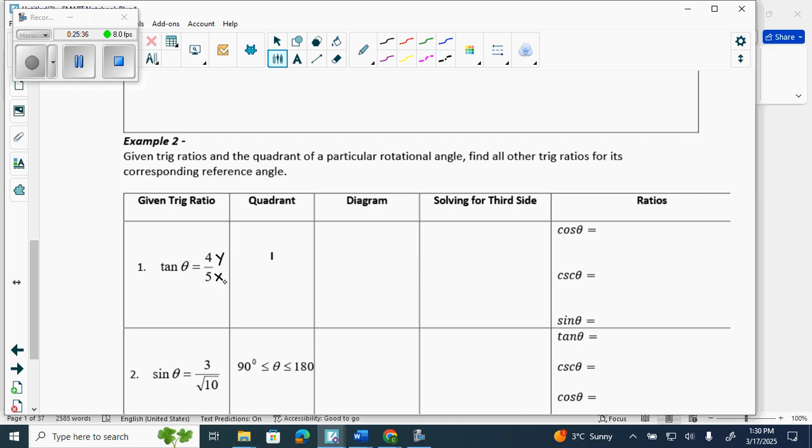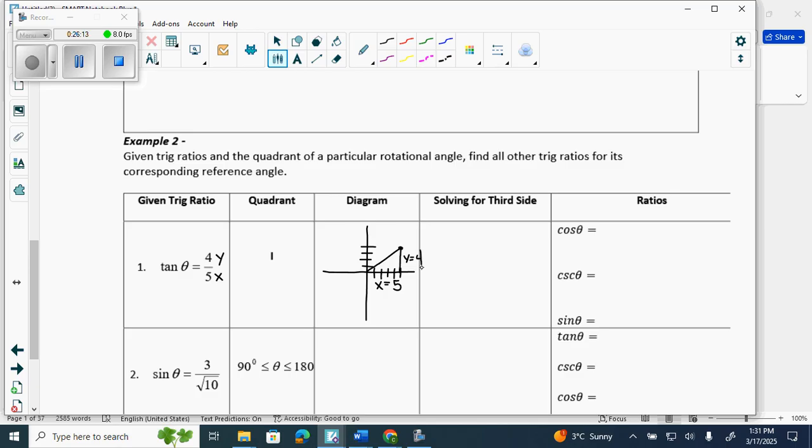Now, we're going to draw it. So, first off, I know x is 5 and y is 4. And it gave it to me in this quadrant. And I always draw my triangle with respect to the x-axis. We make the bow tie angles, right? So I know x equals 5, y equals 4. I solve for my third side.